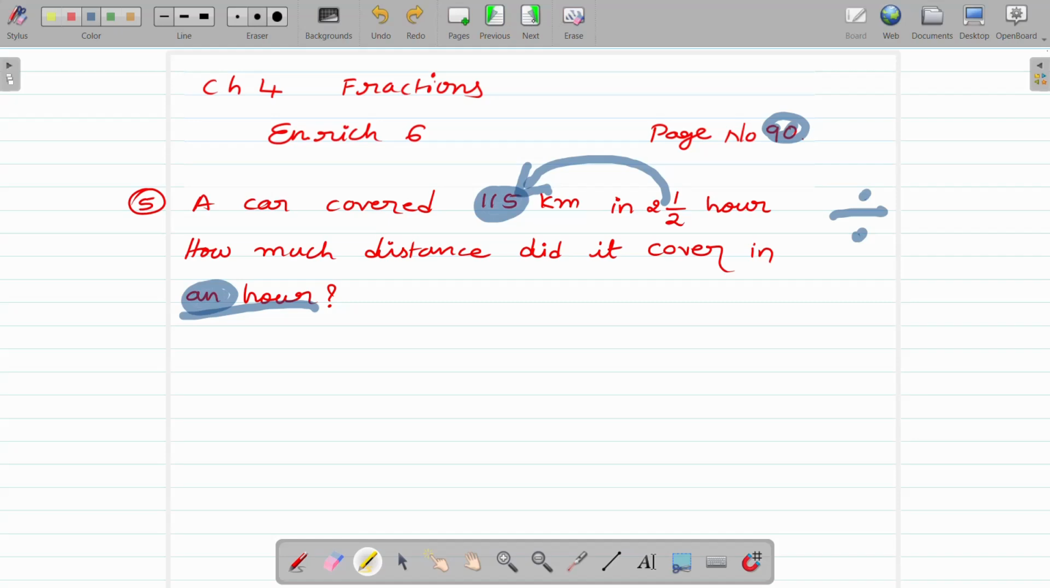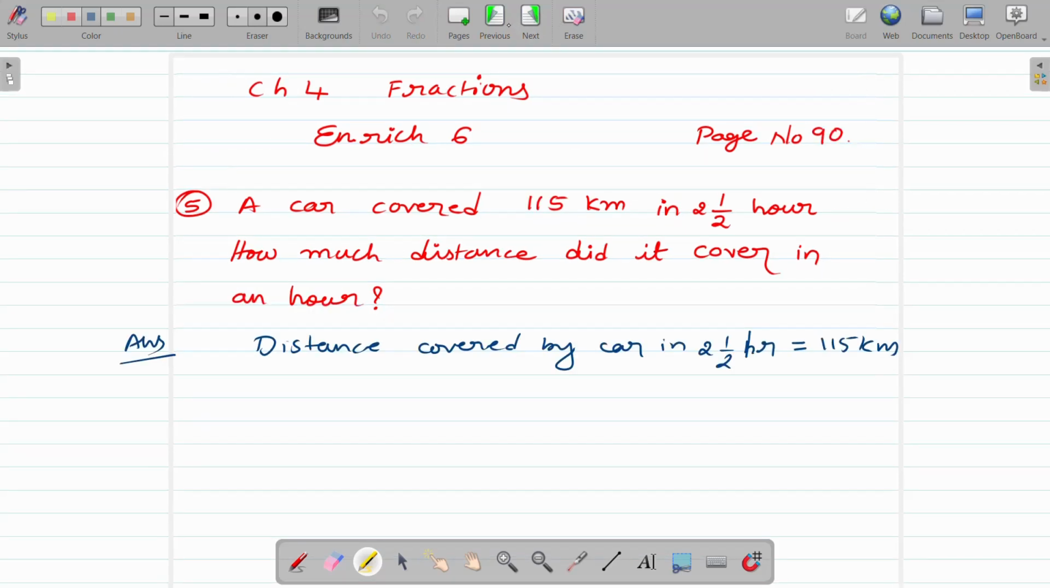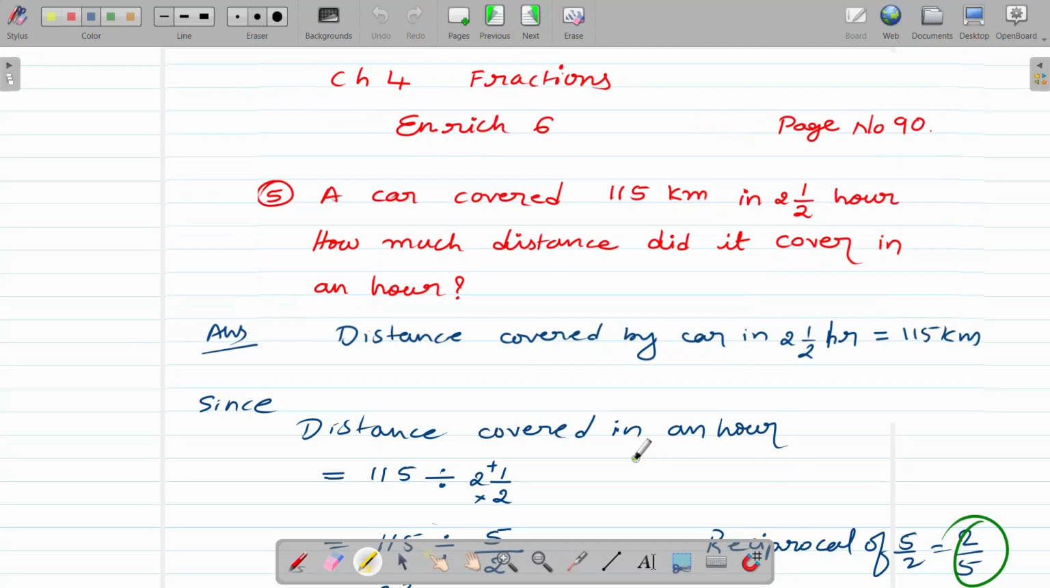To solve that, first I will write the given statement as distance covered by car in 2.5 hours is equal to 115 kilometer. How much distance will it cover in 1 hour? We have to find that. Because of that, I will divide this 115 by 2.5 hours. So to divide that, here I will write distance covered in an hour is equal to 115 divided by 2, 1 by 2, I have written.